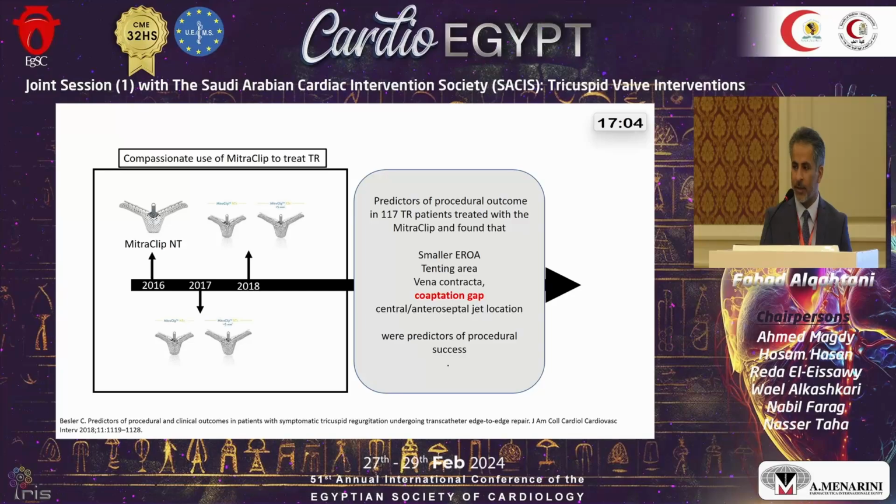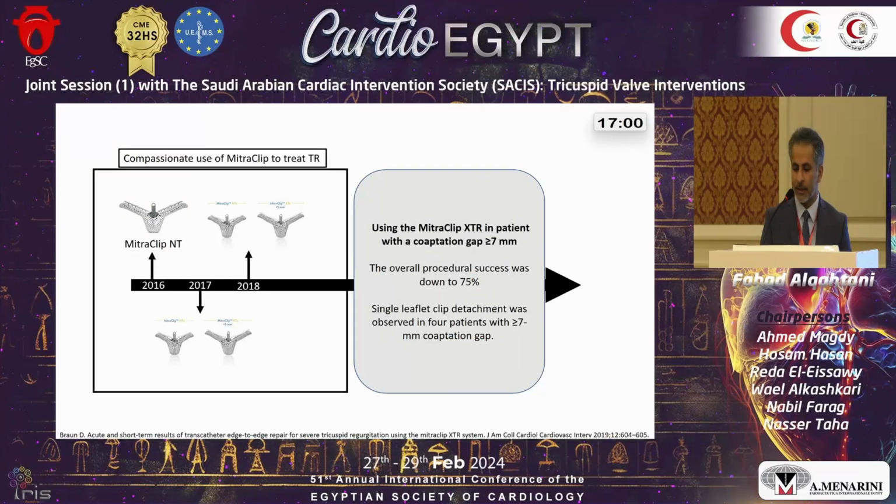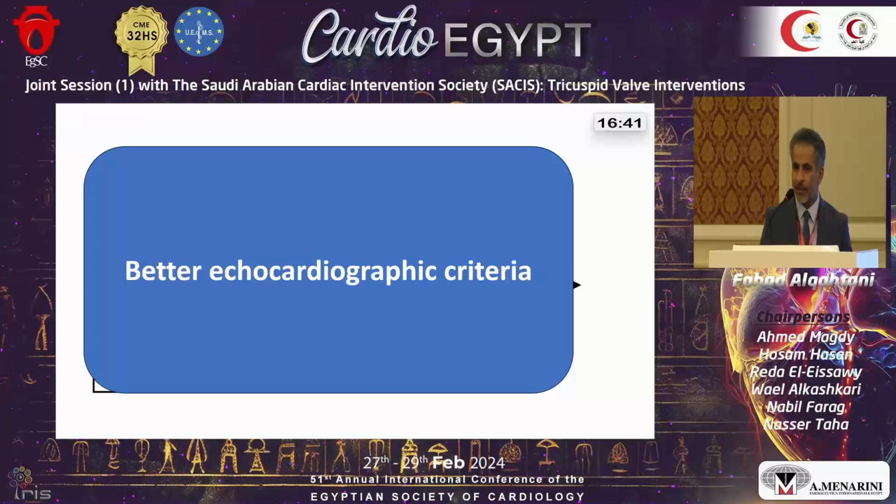But only coaptation gap was the only significant predictor in multivariate analysis. And using the large clip, the XTR, in patients with coaptation gap more than 7, results in a success rate down to 75% and more frequent single leaflet clip detachment, observed in more than 7 patients. So at this stage, we start to understand the patient better, and we have better echocardiographic criteria.